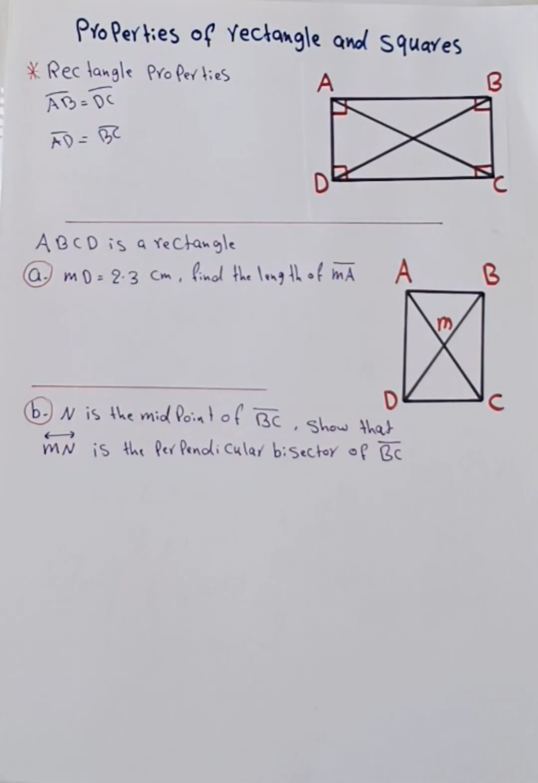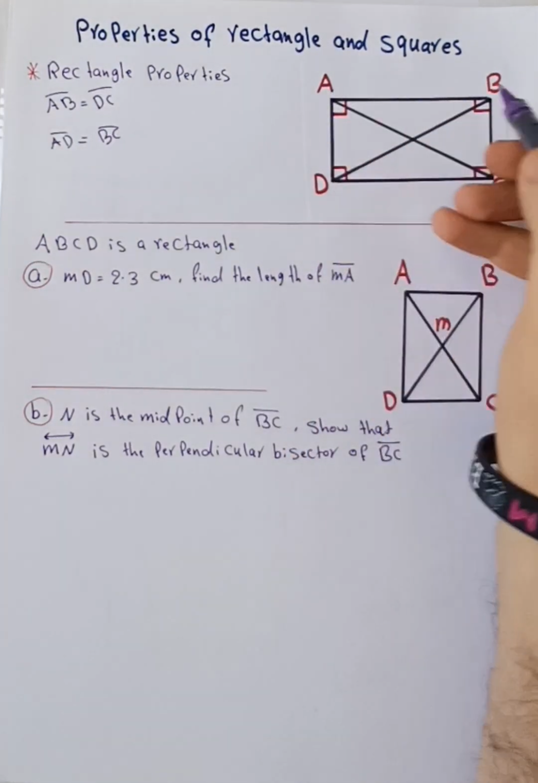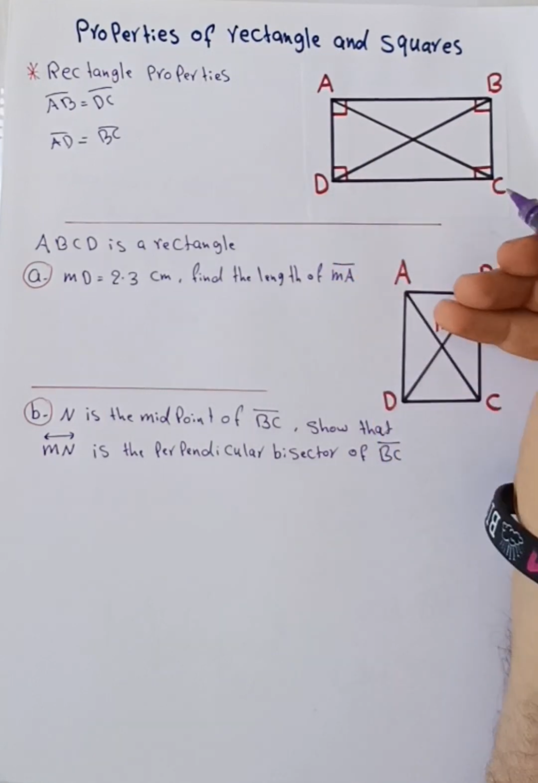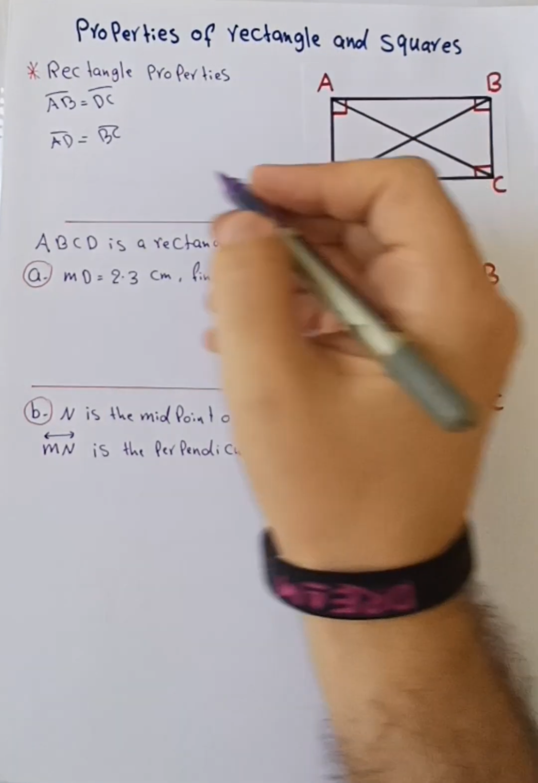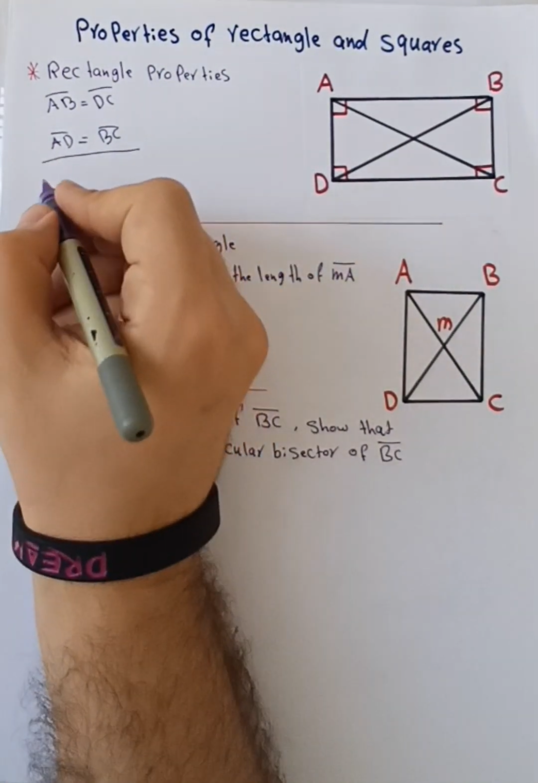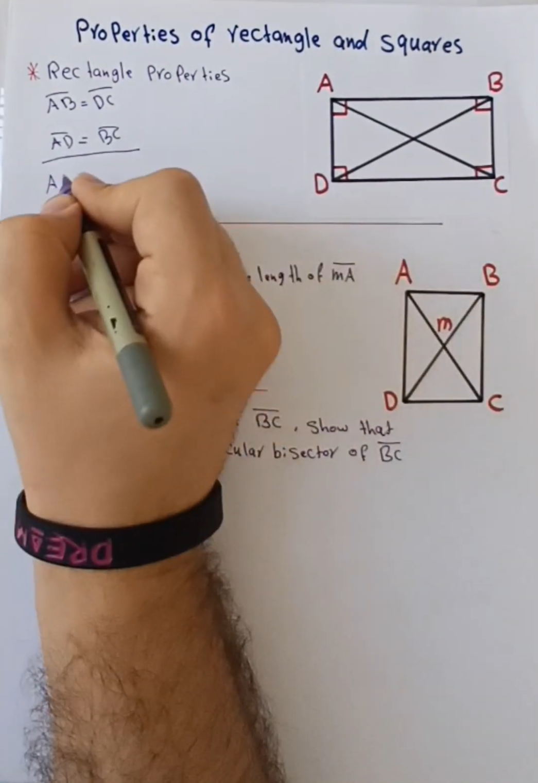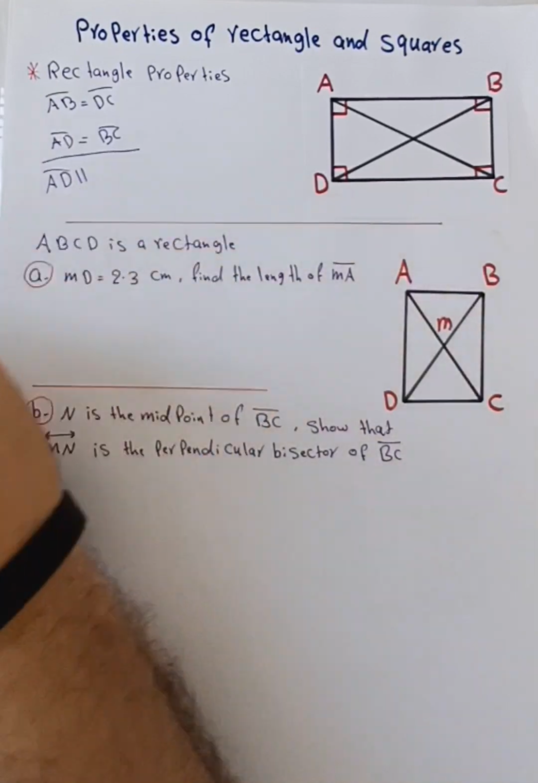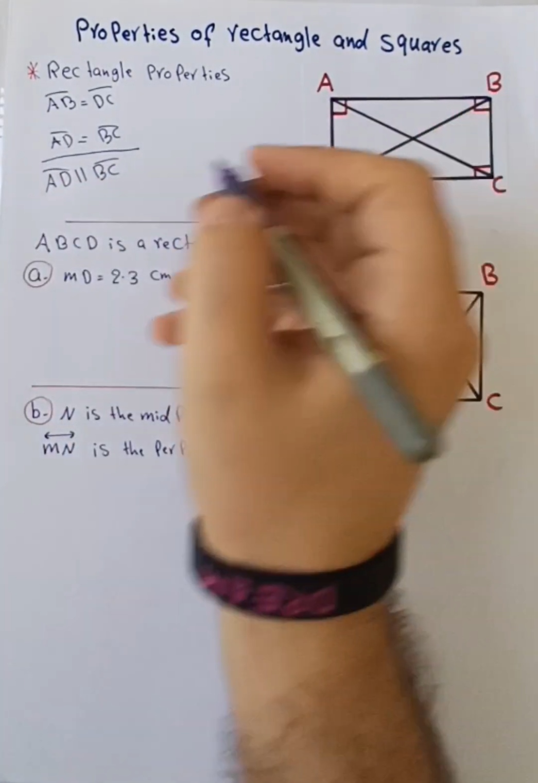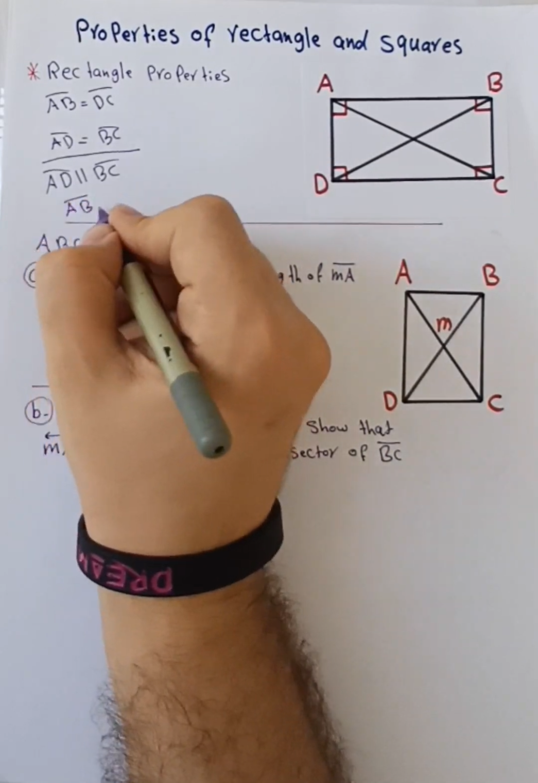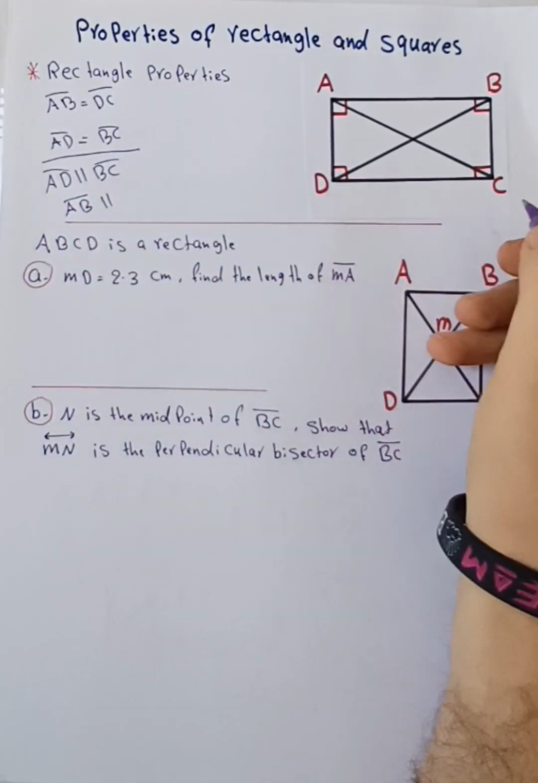Opposite sides are congruent. And then the second property is opposite sides are parallel. It means AB is parallel to DC and AD is parallel to BC. So we can say AD parallel to BC, or AB is parallel to DC.